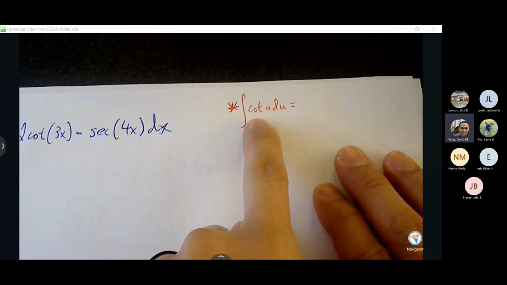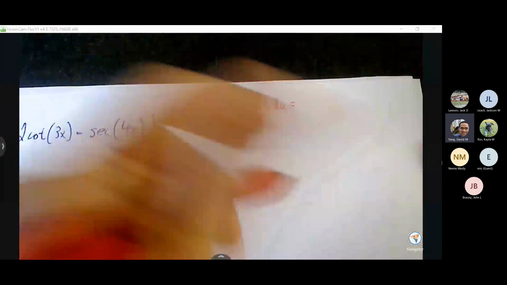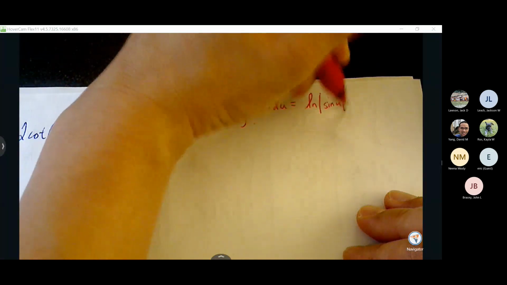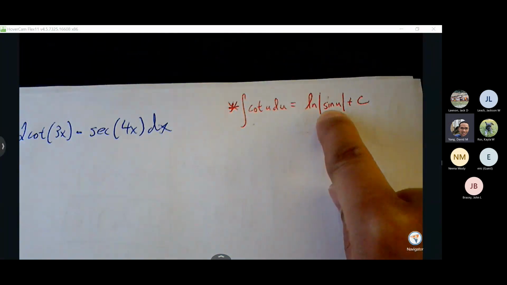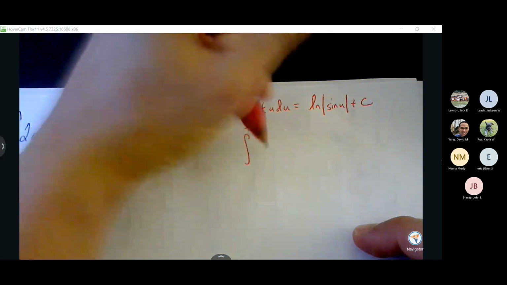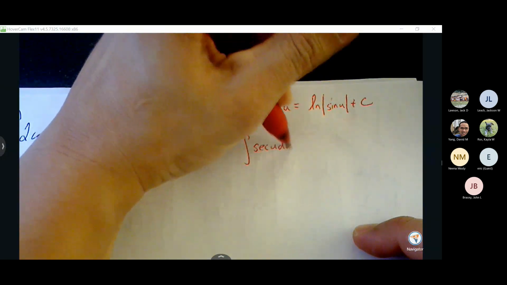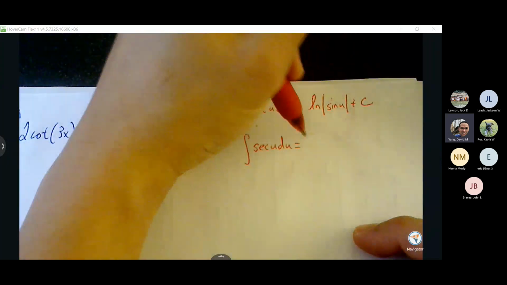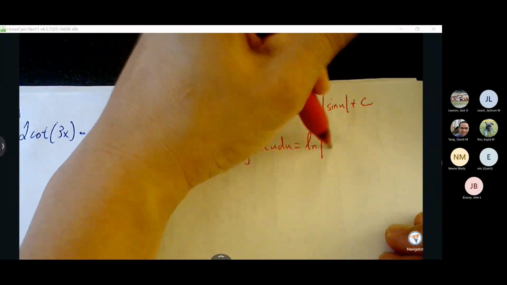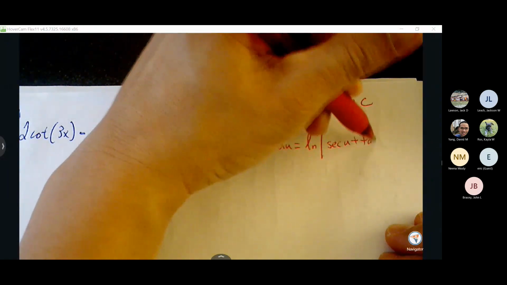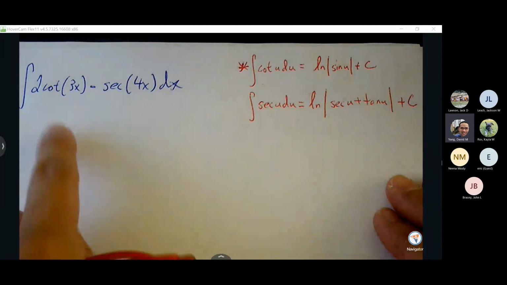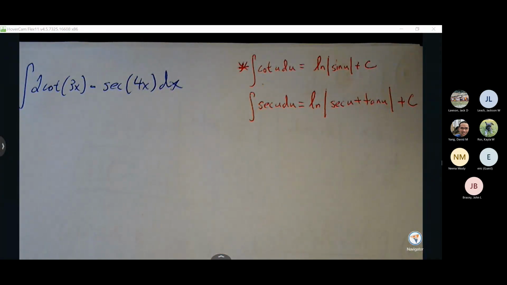Right, so cotangent is cosine over sine, and that cosine over sine helps me remember that it's natural log of sine. There's no letter C near the beginning, so I know I'm going to keep that as a positive. Secant u du, secant involves secant and tangent. All right, so there are the rules I'm going to apply, but I see that 3x and 4x are going to require us to go through u substitution.